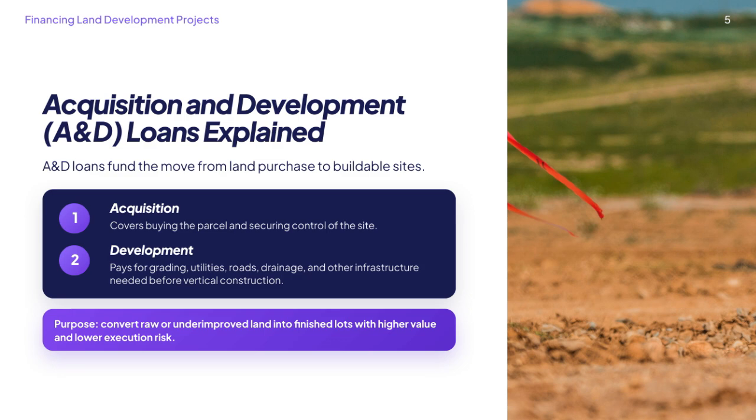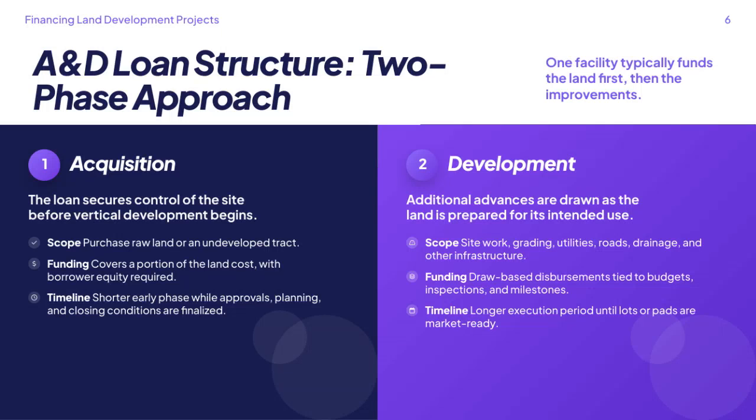Then comes development, with a loan fund to use for all the groundwork: grading the land, installing utilities like water and electricity, building roads, managing drainage, and putting in place other infrastructure that's necessary before you can start building up vertically. The main goal here is to transform raw or underdeveloped land into finished lots, which not only increases the land's value, but also lowers the execution risk when construction begins. In other words, A&D loans help bridge the gap between purchasing land and having a fully prepared site ready for construction.